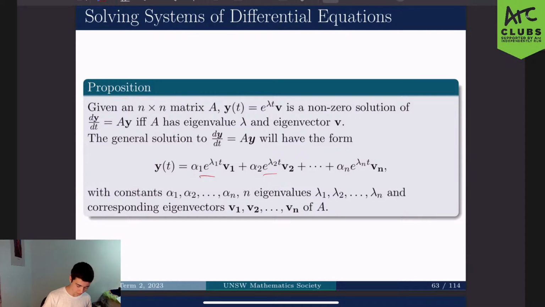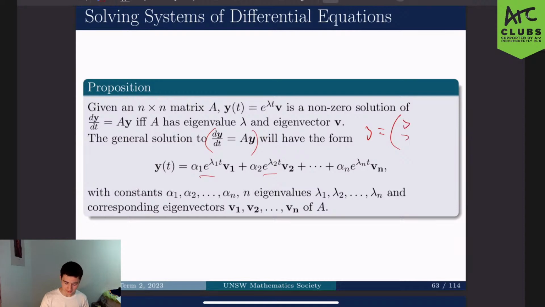Okay, so first things first. By putting a differential equation in this form, dy over dt equals Ay, where y is going to equal our vector of all of our variables.